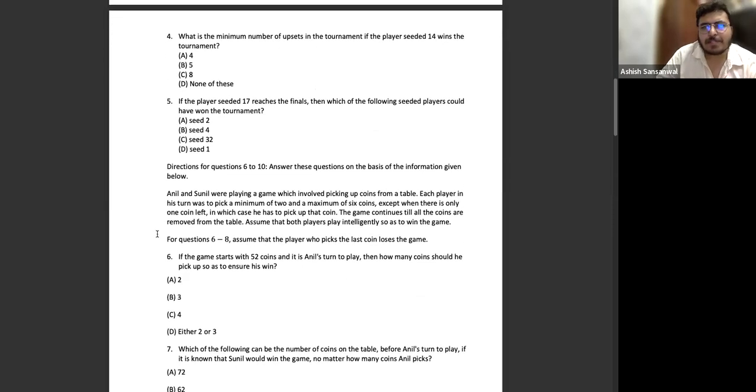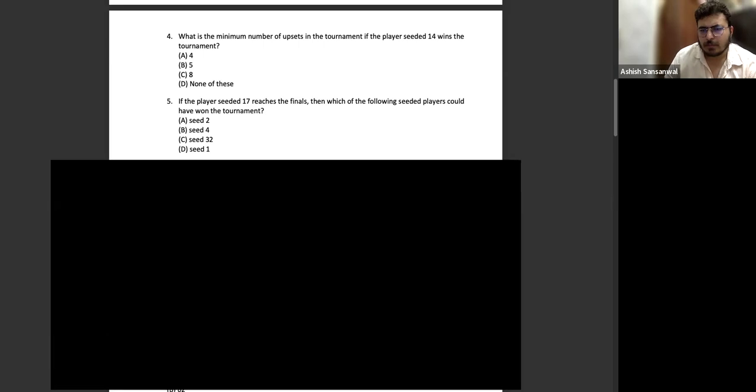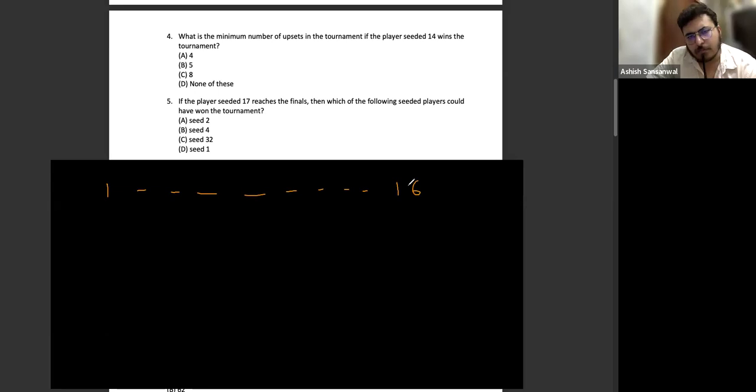What is the minimum number of upsets in the tournament if the player seeded 14 wins the tournament? So obviously, we want to minimize the number of upsets. So we'll prefer like 1 to 16. All teams reach this round of 16. That will be the case because till now there are no upsets, correct?